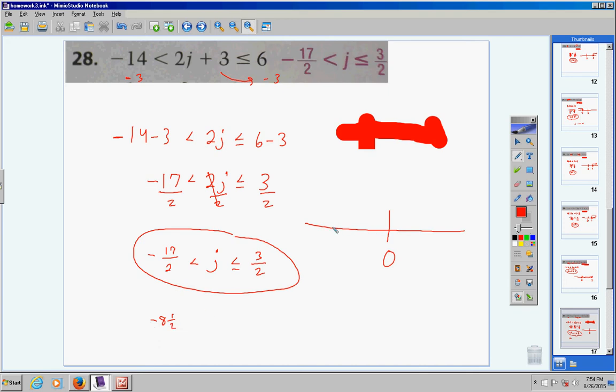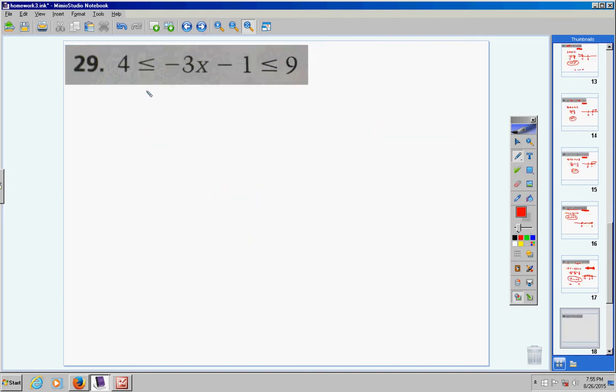Okay? So come over here, put a point. Negative 8.5. 3 over 2 is really 1.5, okay? So 1.5, so come over here, we'll put 1.5. Now, this point here is closed because I have an equal sign here. This point's open. J is greater than negative 8.5, so I go to the right. J is less than 3/2, so I go to the left. And there we go. This is the area right here. Number 29, my last conjunction.